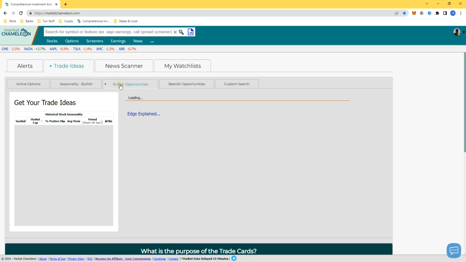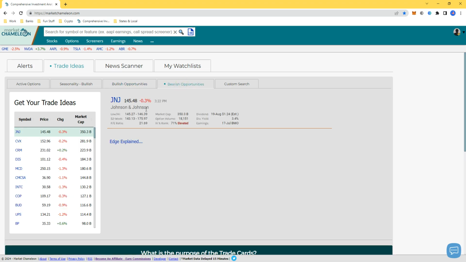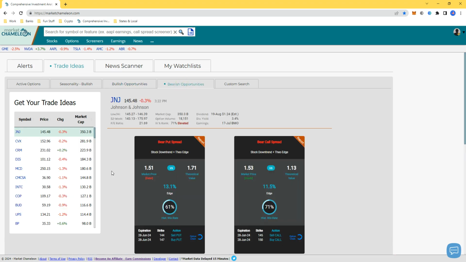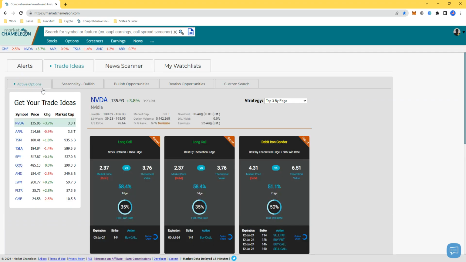We've got this tab of bullish opportunity, same thing, stocks that are going up in this time of the year. Bearish is the exact opposite, stocks that are going down in this time of the year, and some custom search as well that you can find. So if you click on active options, these are the options that are most active and people love to trade.